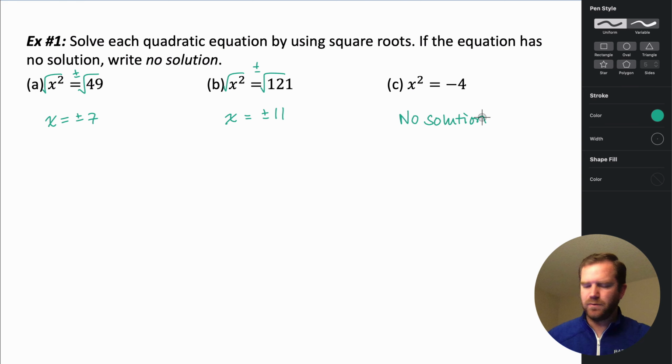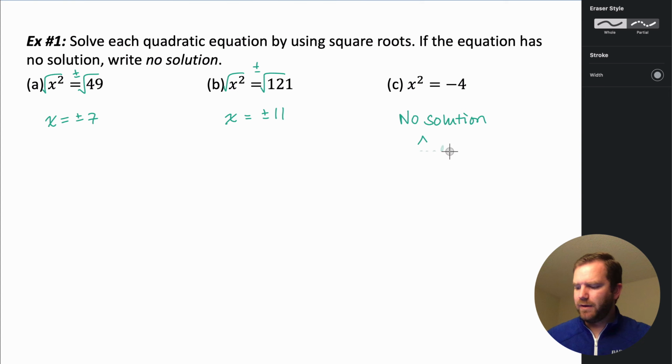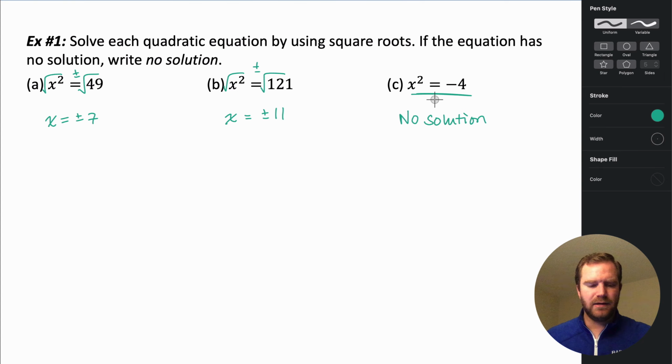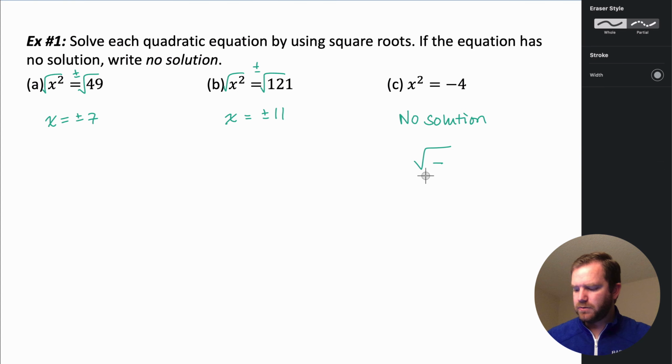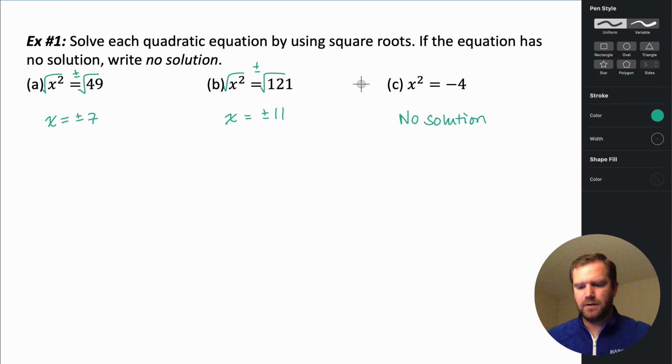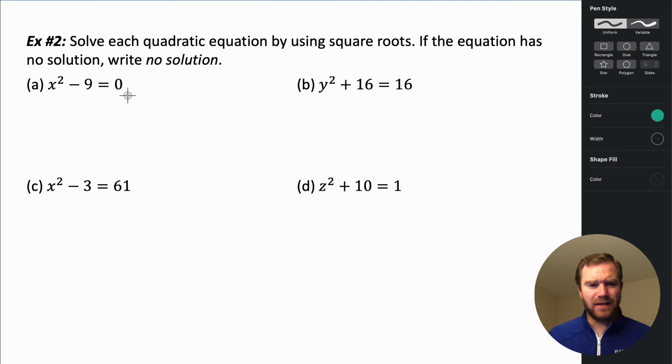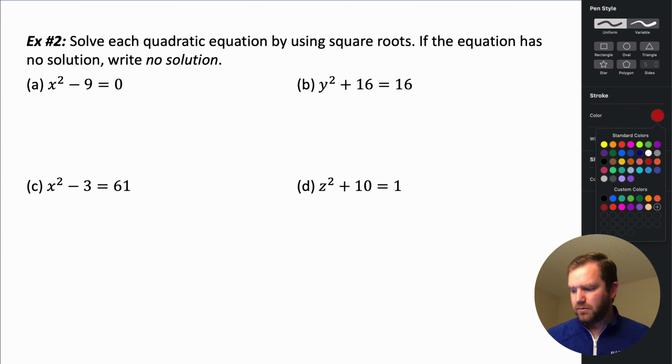Now, really, a more precise way to say this would be that it has no real solution. You'll learn about the types of solutions that this has in Algebra 2, but anytime you try to take the square root of a negative number, we would say that it has no solution. So square roots of negatives do not give us real solutions. And so in our course, we're going to say that this is no solution. So let's go ahead and, with that same thing in mind, try and solve these equations. Before, our equations were just in the form of x squared equals our number, but now we have a little more work to do.